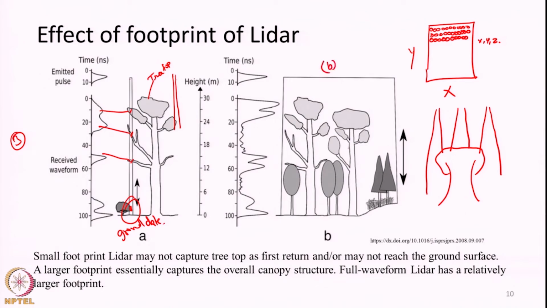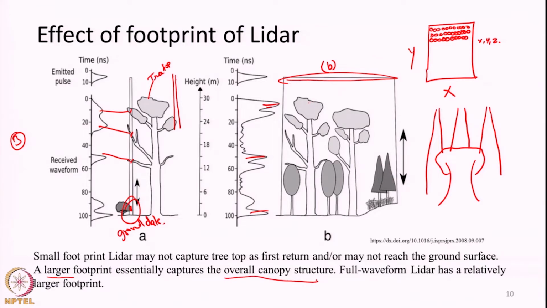So the group of trees is covered, and we will be getting information from the tree top, because the entire thing is covered in one footprint. So definitely the tree top would have been captured. This information will be there, and this information will be there, because on the whole, if you combine the entire thing, the maximum returns come from this. So having a larger footprint will essentially capture the overall canopy structure. It may not miss the tree tops.